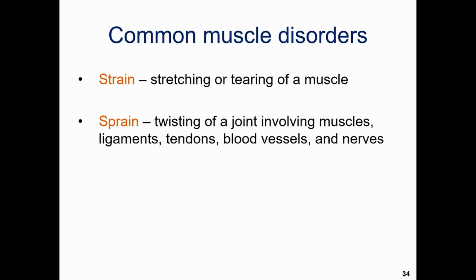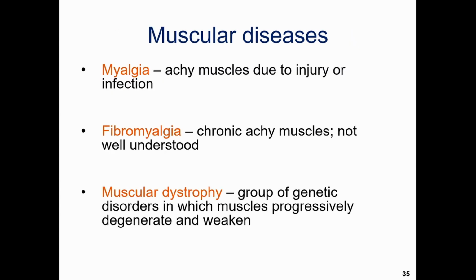So you've twisted a joint, you've rolled your ankle, you've moved your knee wrong, and not only are the muscles injured, but the ligaments, the tendons, the nerves, the blood vessels might be injured as well. So strain is less involved than a sprain. Right, and those are all ones that, again, you probably have experienced at some point in your life, but they're not too crazy. You can get over them relatively easily.